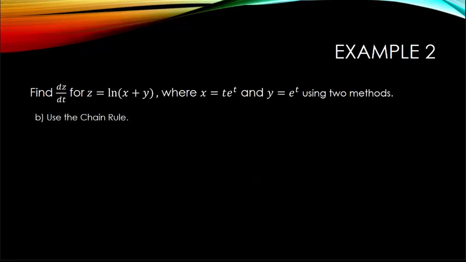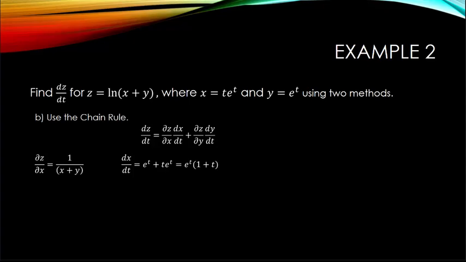Now I'm going to use the chain rule. In other words, I want to find dz/dt, which is equal to the partial of z with respect to x times dx/dt plus the partial of z with respect to y times dy/dt. The partial of z with respect to x is given by 1 over the quantity x plus y. dx/dt is given by e to the t plus t e to the t. This simplifies to e to the t times the quantity 1 plus t.